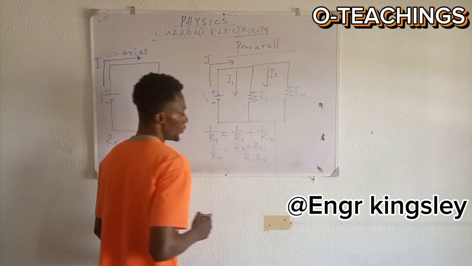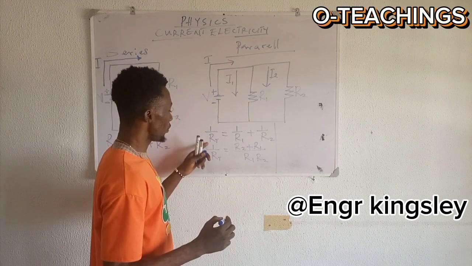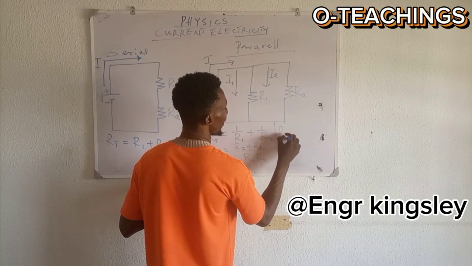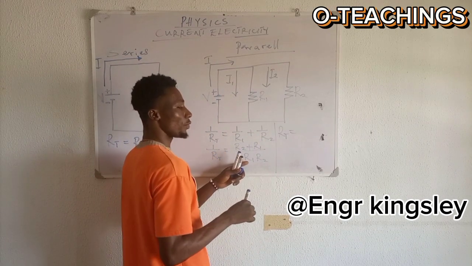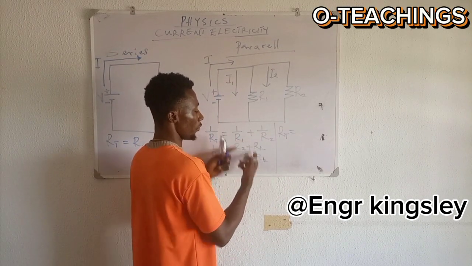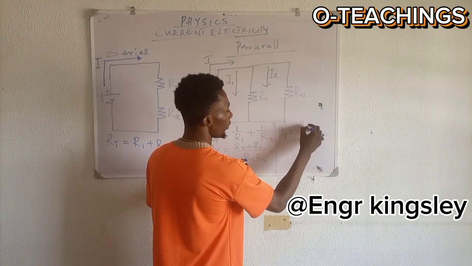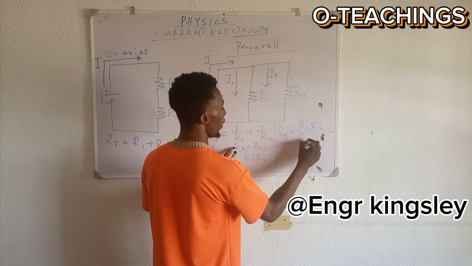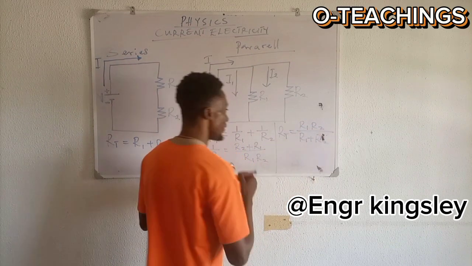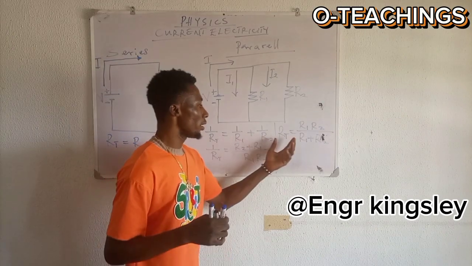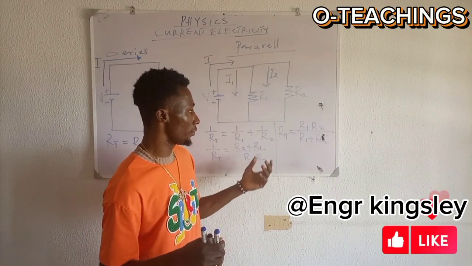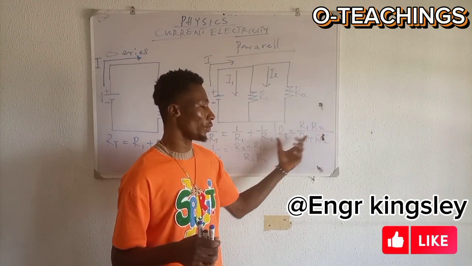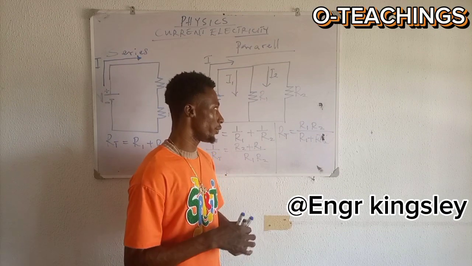Okay, so when I decide to flip, for 1 over R total to go up, we discover that R total is equal to, same thing will happen to the right-hand side. This has to go up for this to come down. R1 R2 will be divided by R1 plus R2. That is the reason why R total in a parallel circuit is the product of the two resistors divided by the sum of both resistors.